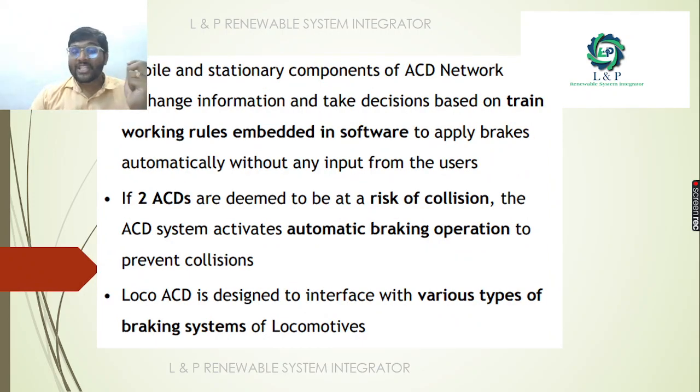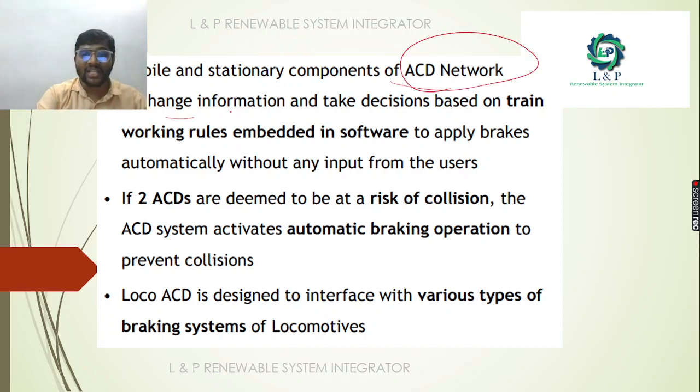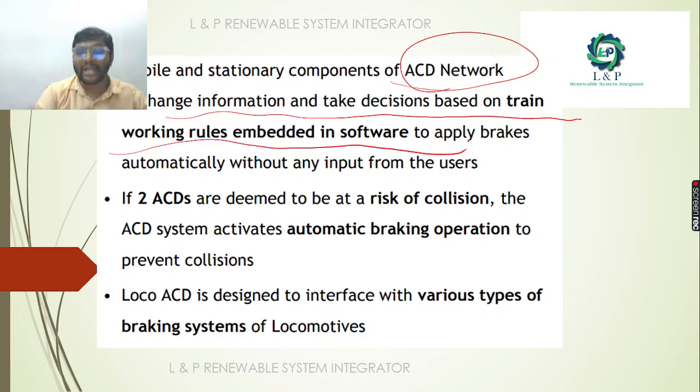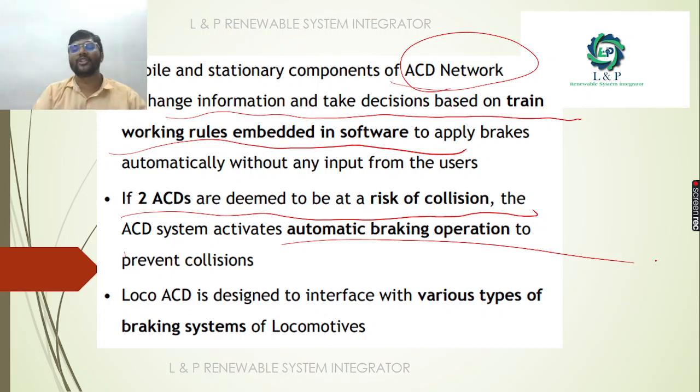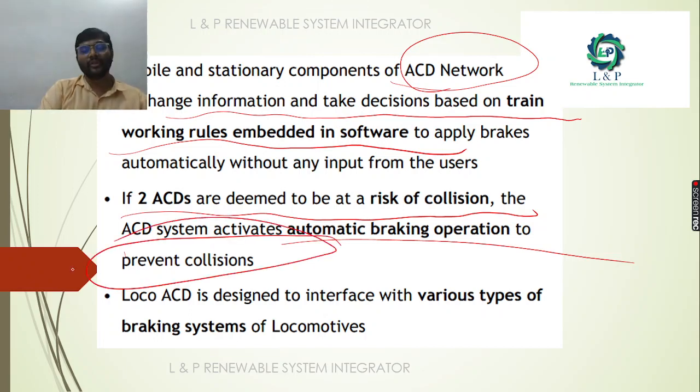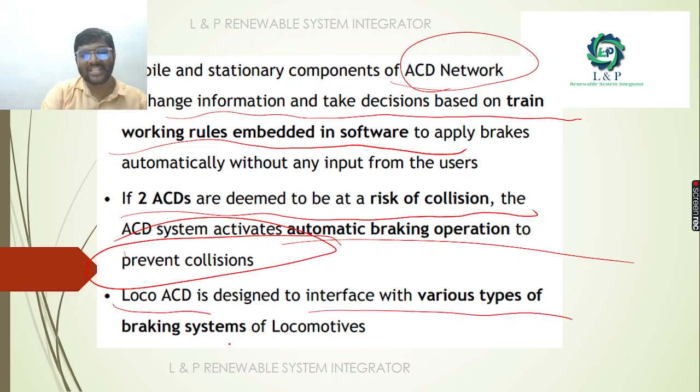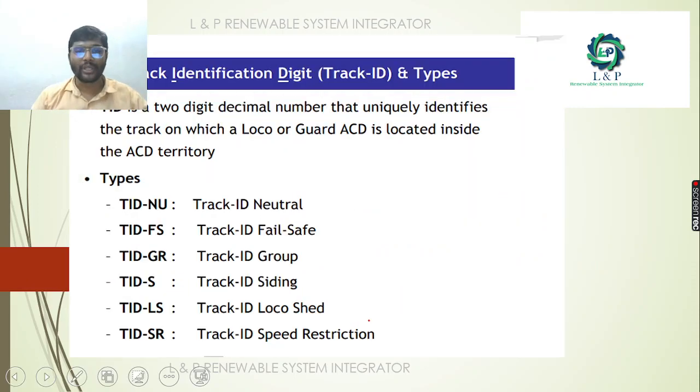Also, mobile and stationary components on the anti-collision device network will exchange information and take decisions based on the train working rules embedded in the software. If two anti-collision devices are deemed to be at risk of collision, the anti-collision system activates automatic braking to prevent the collision. The loco anti-collision device is designed to interface with the various types of braking systems of locomotives.